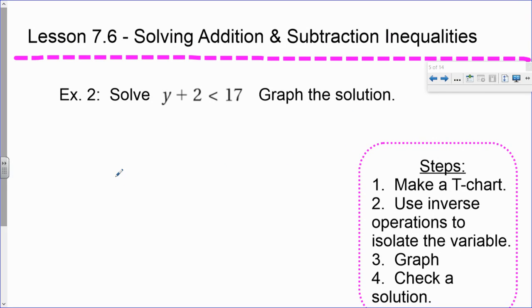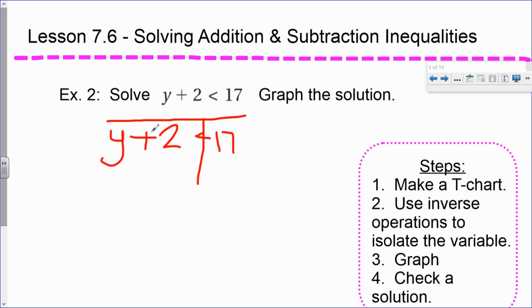We're going to do one more. This one, we're going to solve y plus 2 is less than 17. If you want, you can pause the video before you see my solution and see if you can do it correctly on your own. But I have y plus 2 is less than 17. I'm going to go ahead and make my t-chart. And I'm going to look at what's with my variable, adding 2. So I want to subtract 2 on both sides. Take away 2. Take away 2 over here.